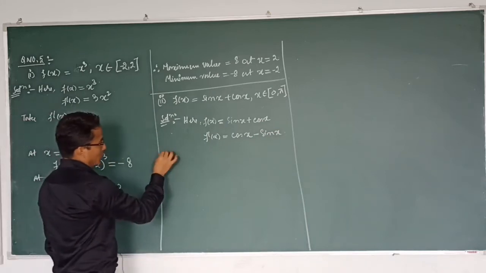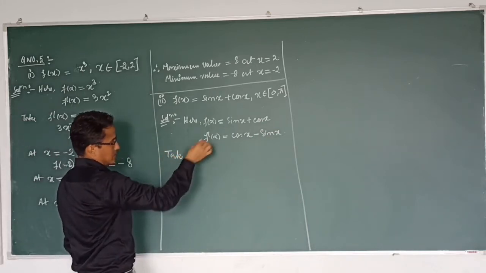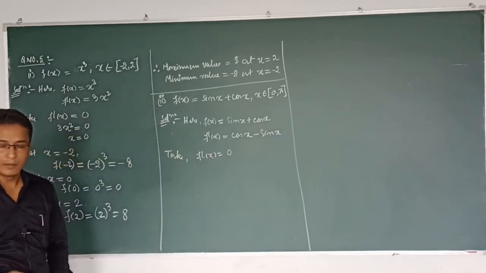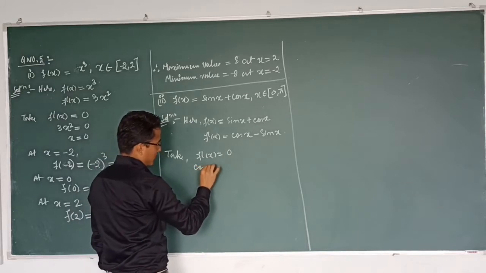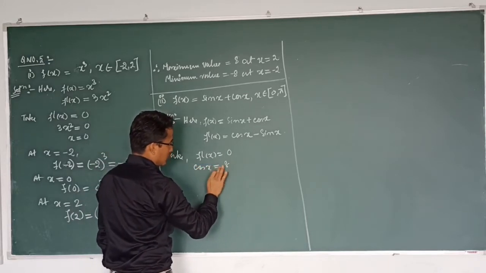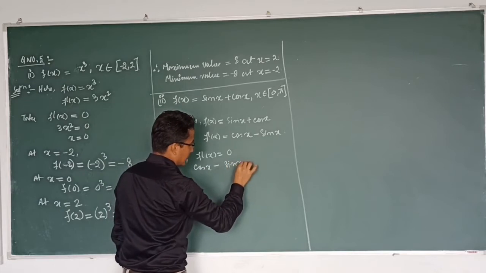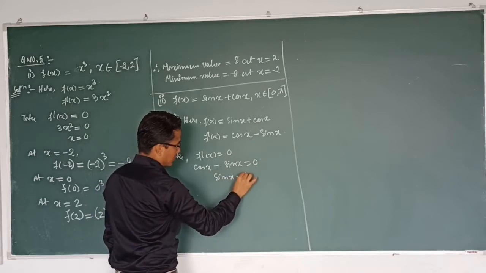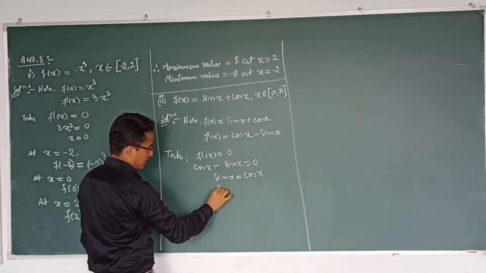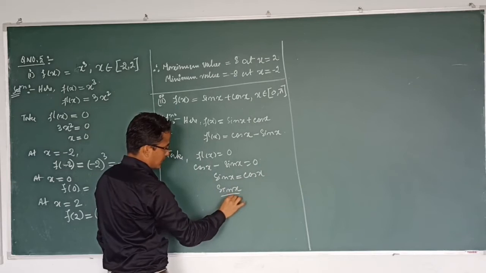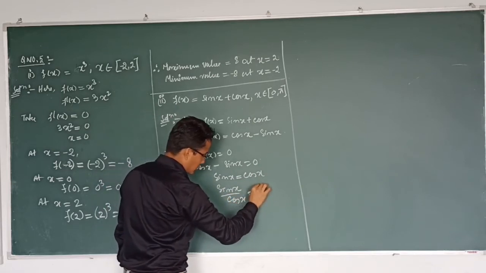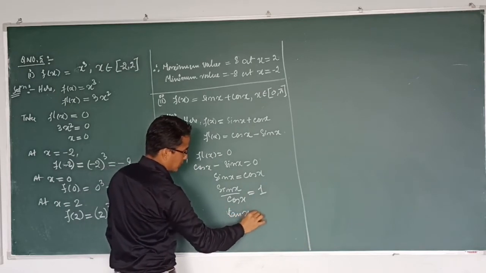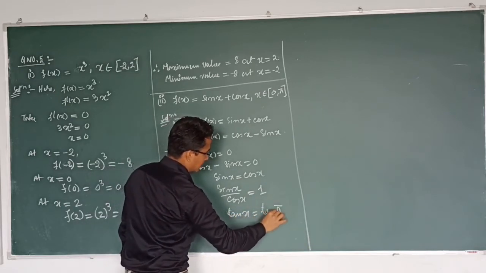So what can we do? We take f'(x) equal to 0. Now cos x minus sin x equals 0. That means sin x equals cos x. So we find the value of sin x by cos x, which is equal to 1. That means tan x equals tan pi by 4 equals 1.